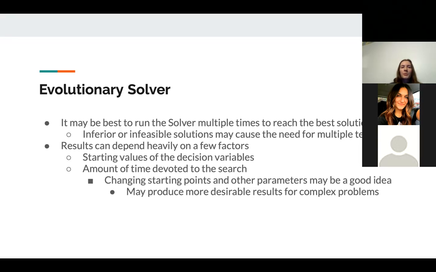However, this is why it's important to run the evolutionary solver a few times, because doing so will help the user reach the most optimal solution. With the evolutionary solver, there are a few factors that can impact the results, such as the starting values of decision variables and the amount of time that's devoted to the search. In order to help reach the most optimal results, changing these factors may be helpful. For instance, increasing the time taken to find the optimal solution could improve the solution itself. Also, with a complex problem, changing the input values and other parameters could change the solution that's received. The evolutionary solver tool in Excel can also have a practical application with job sequencing, which Alicia will talk about next.